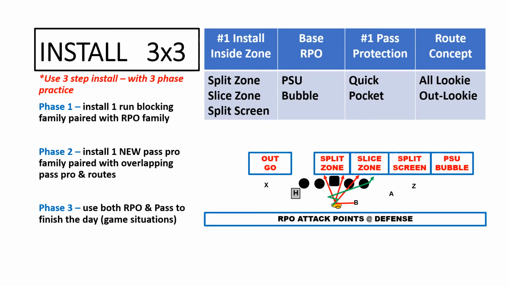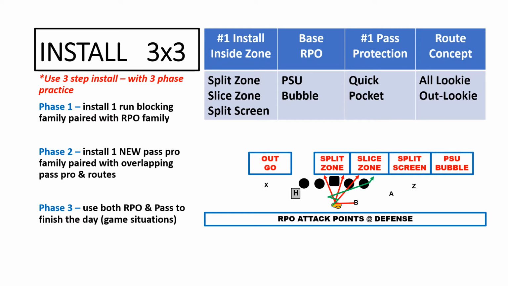All right, with our install, we use a 3x3 concept where we're going to do 3 steps in 3 phases, where we'll do the RPO first, then we'll focus on the pass pro using those RPO routes, and then we'll go ahead and combine the two in game situations.